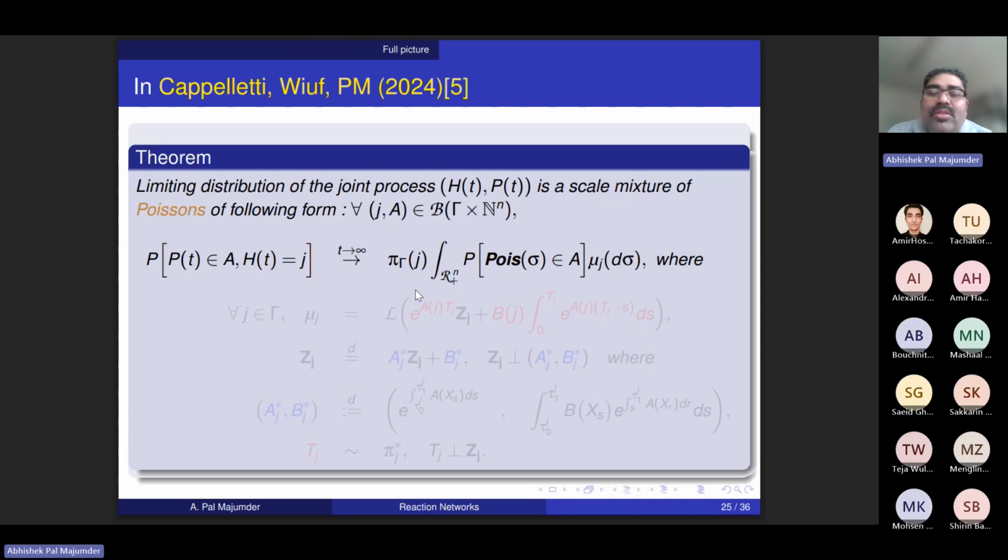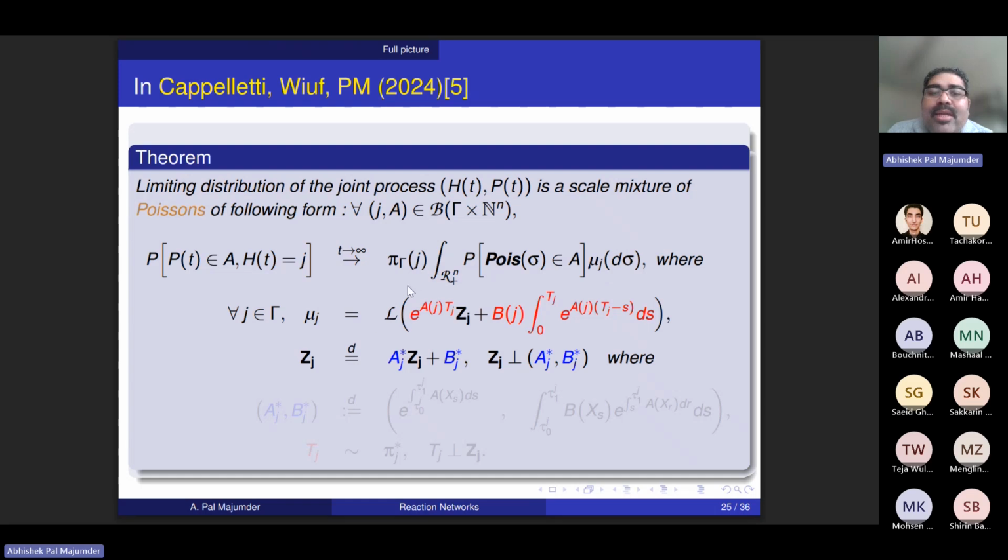It can be written jointly as a mixture of Poisson where ht equals j, which has a limit pi gamma j, which is some sort of assumption that we had. But jointly you have a multiplicative part to this, where this mixture of Poisson is again coming in, and you can explicitly write down this mu j. And here you can see how this mu j is related with the stochastic recurrence equation that I explained.